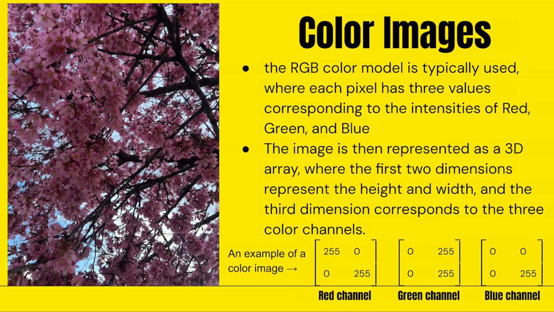However, for color images, the RGB color model is typically used, where each pixel has three values corresponding to the intensities of red, green, and blue. The picture is then represented as a 3D array, where the first two dimensions represent the height and width, and the third dimension corresponds to the three color channels. For example, a 2 by 2 color image with RGB values can be represented as the three matrices you see on your screen. Each of these matrices corresponds to a specific color channel of the image. Combining the three gives us a full image.